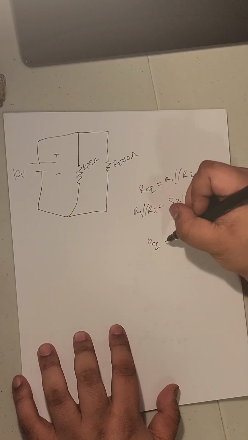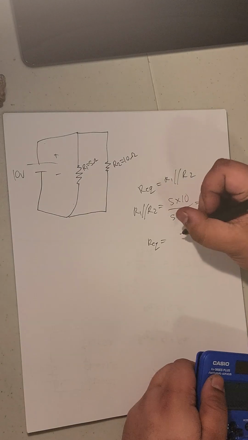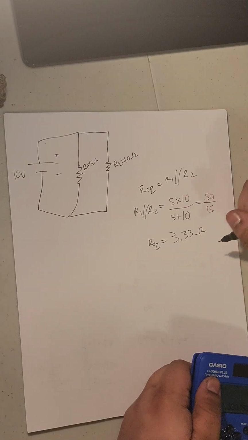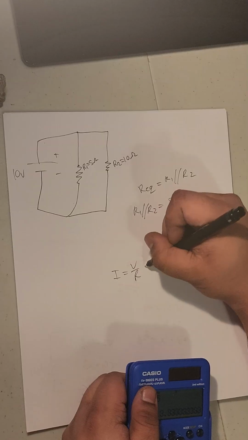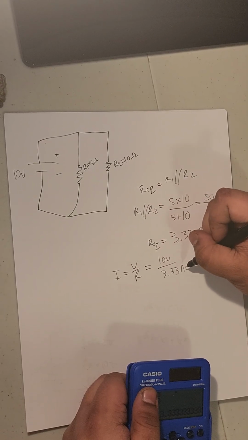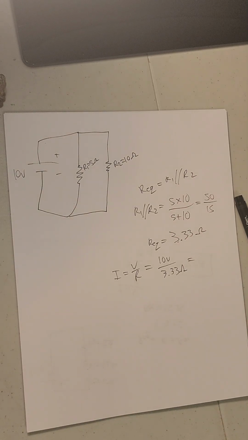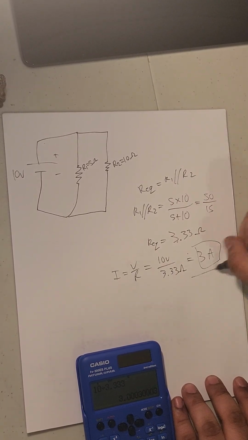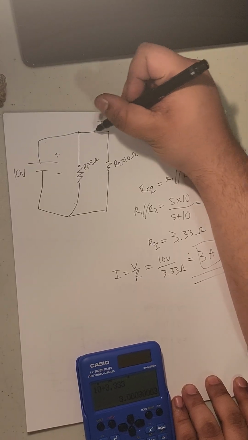We get an R equivalent of 50 divided by 15, which is 3.33 ohms. So then we can solve for the current going through this circuit, as V divided by R is equal to 10 volts divided by 3.33 ohms. We get a current of approximately 3 amperes. I is equal to 3 amps.